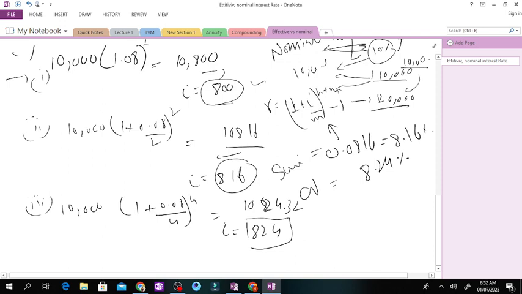Okay, why do we do that? We basically do it to add inflation or anything like that to our interest rate. So that was the basic understanding about the nominal and effective interest rate.